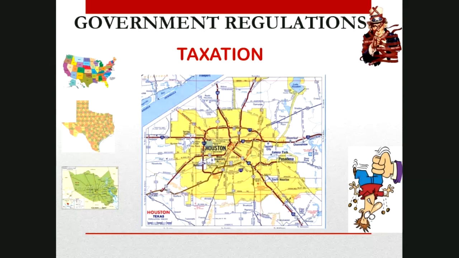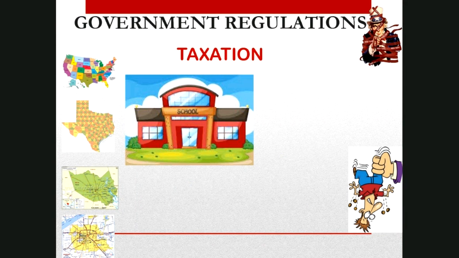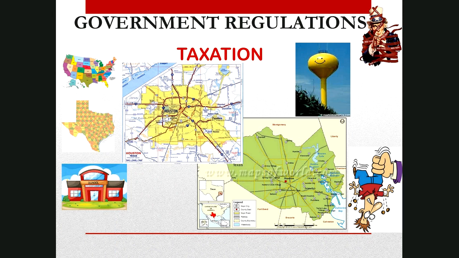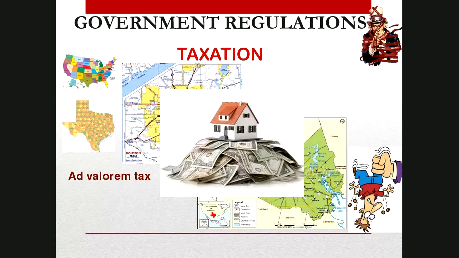And then within each county, we have cities. And within each city, we have school districts and utility districts and things like that. So we keep getting divided smaller and smaller and smaller into these different jurisdictions. And when we get down to the county and the city level, that's when they start charging you a property tax.